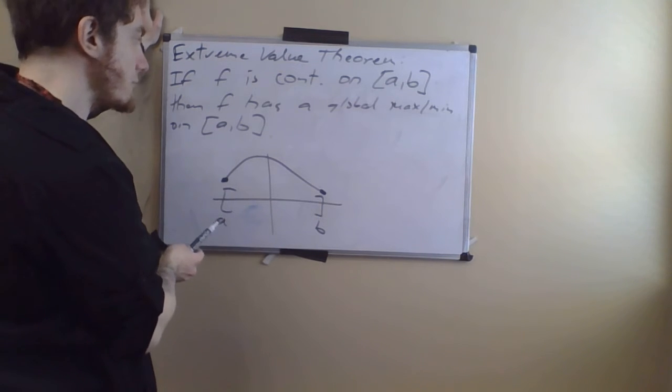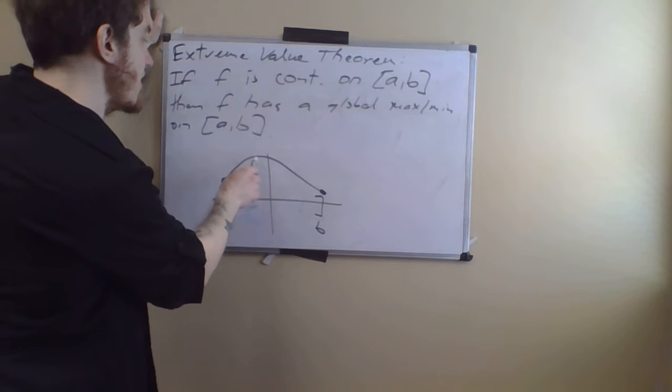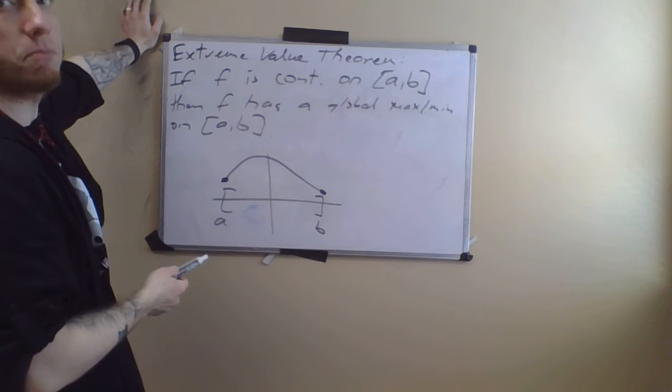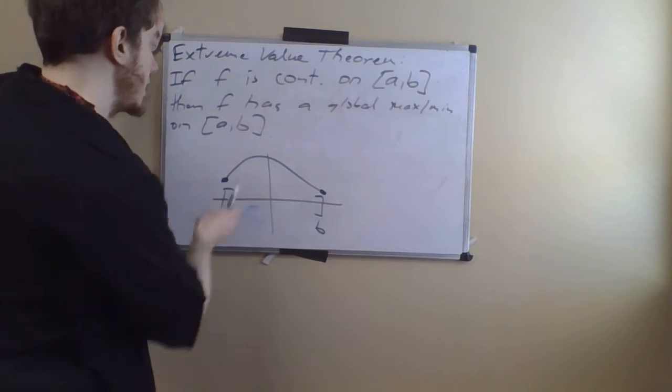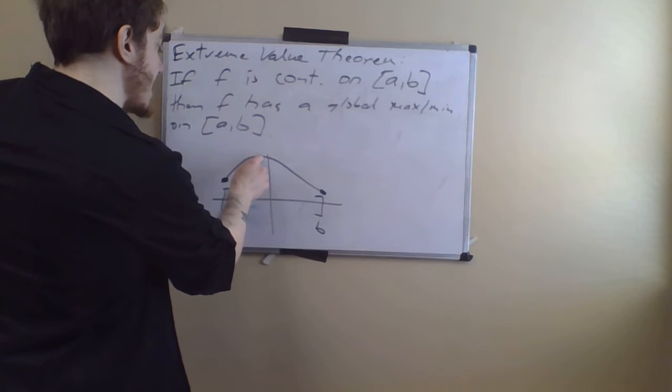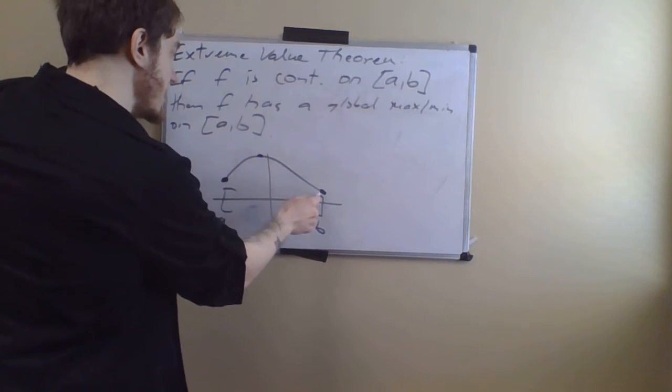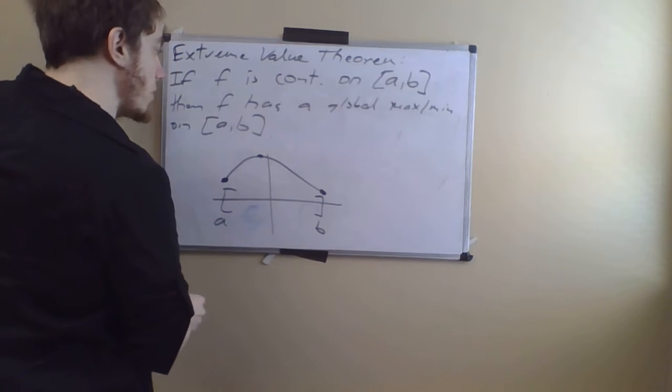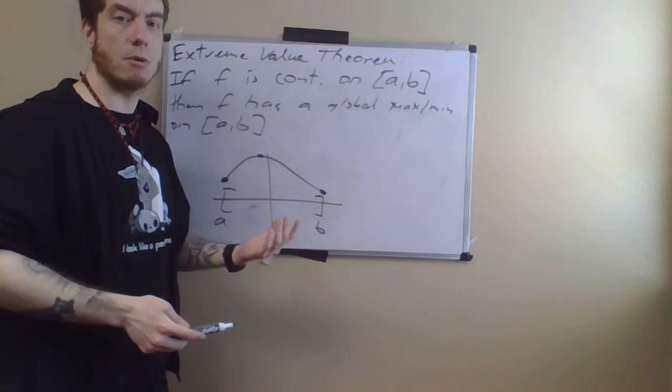But the only other way I could fail to achieve a maximum or minimum value is if I had a jump, and then I wouldn't be continuous anymore. So maybe we reach a maximum here at some kind of a peak, and then we have a minimum at an endpoint, but we do have to have a maximum and a minimum.